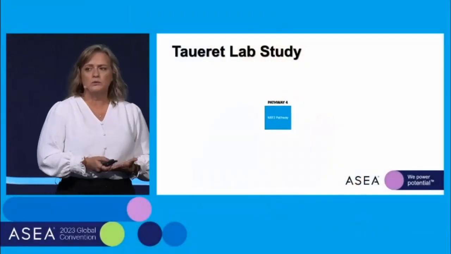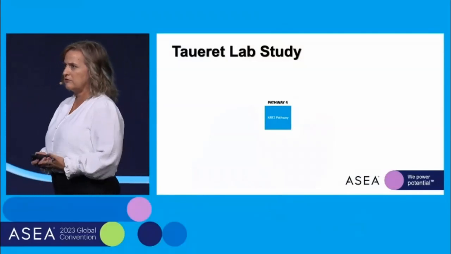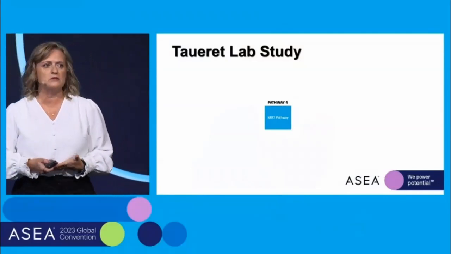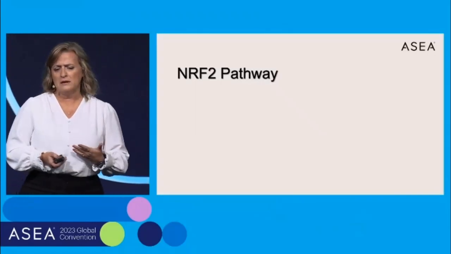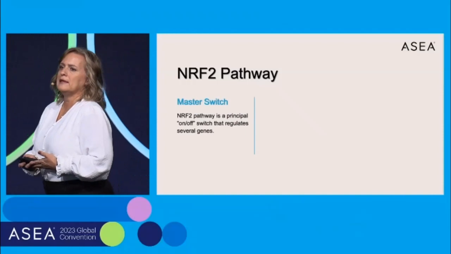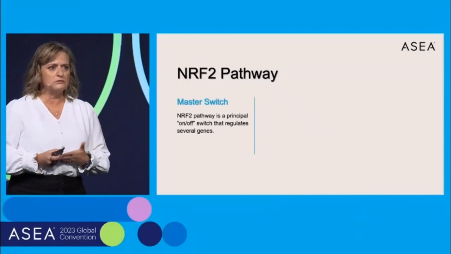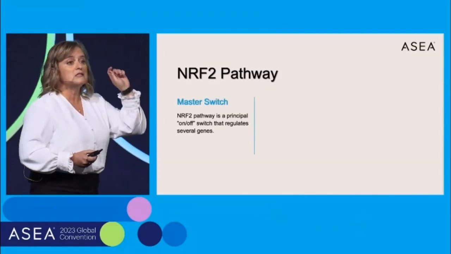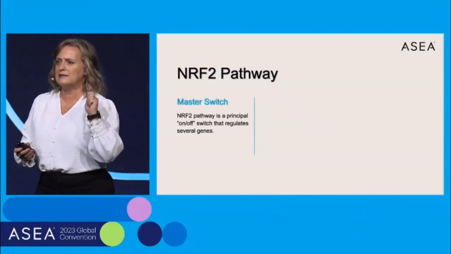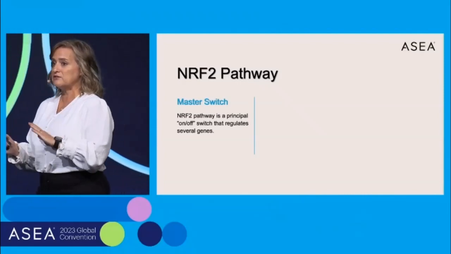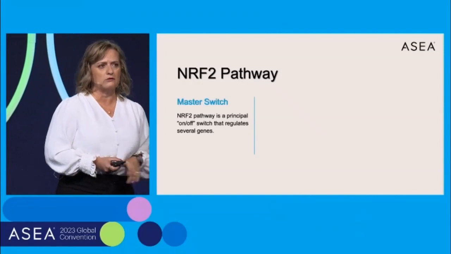But why did we choose NRF2? Why, among all of these 15 pathways, did we choose NRF2? Well, first of all, because we learned that the NRF2 pathway is responsible for turning on and off genes that are very essential to produce protective proteins that will combat harmful compounds in our body.